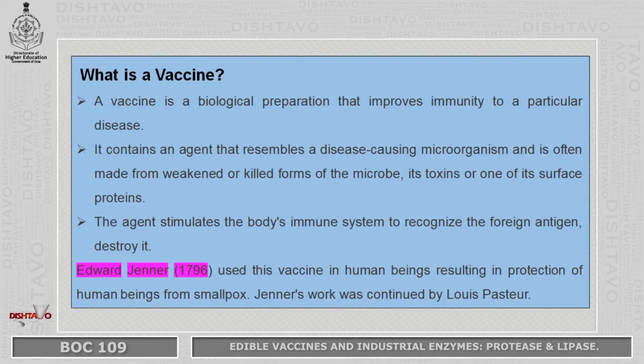To start with, what is a vaccine? A vaccine is a biological preparation that improves immunity to a particular disease. It contains an agent that resembles a disease causing microorganism and is often made from weakened or killed cells of the microbe, its toxins, or one of its surface proteins. The agent stimulates the body's immune system to recognize the foreign antigen and destroy it. It was first prepared by Edward Jenner in 1796 for the protection of human beings from smallpox, and later Jenner's work was continued by Sir Louis Pasteur.